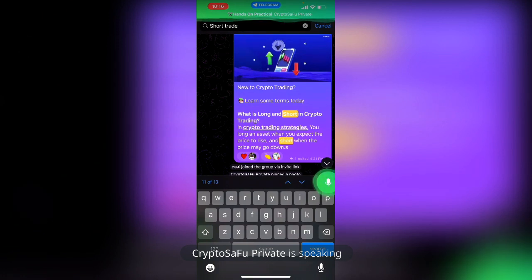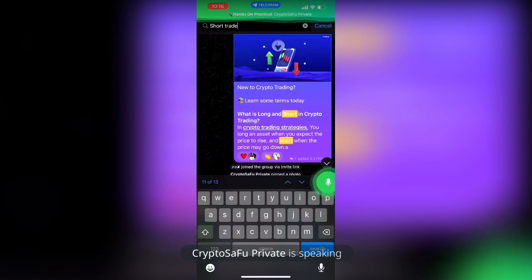sometimes today what is long and what is short in crypto trading. So in crypto trading strategy, when you long an asset, token, or coin, it means that you are expecting such token, coin, or asset to go up. You are expecting it to rise. You are expecting an increase in price. You are expecting a pump.